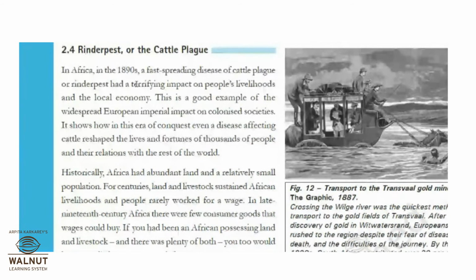Read the first paragraph. In Africa, in the 1890s, a fast-spreading disease of cattle, plague or rinderpest, had a terrifying impact on people's livelihoods and the local economy. This is a good example of the impact. So what was rinderpest?